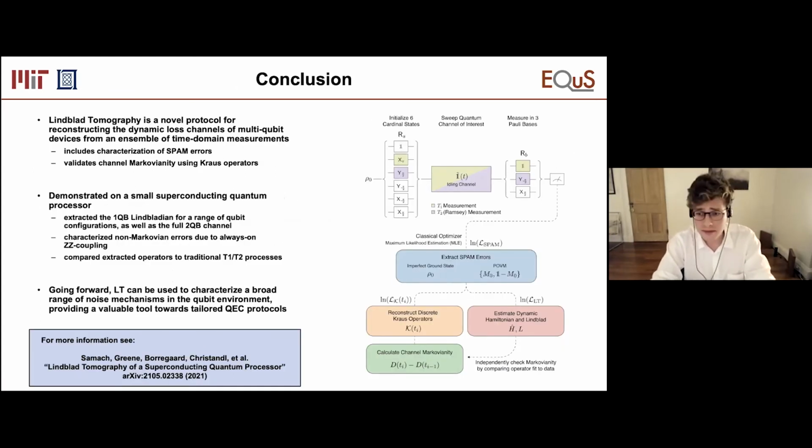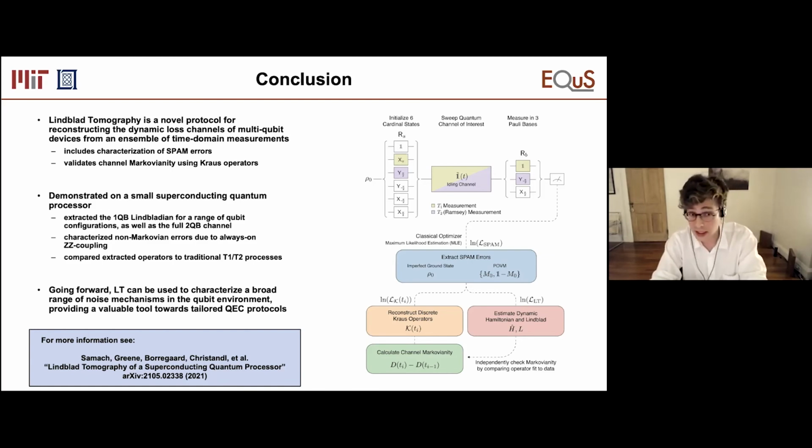Okay, so I'm going to quickly summarize and conclude there. Throughout this talk, I've discussed a new qubit characterization protocol we developed, which we call Lindblad tomography, for reconstructing the dynamic loss channels of multi-qubit devices from an ensemble of time domain measurements. This routine includes characterization of SPAM errors and validation of channel Markovianity using Kraus operators. Moreover, we demonstrated this technique on a small superconducting quantum processor, where we extracted the single qubit Lindbladian for a range of qubit configurations, as well as the full 2-qubit channel.